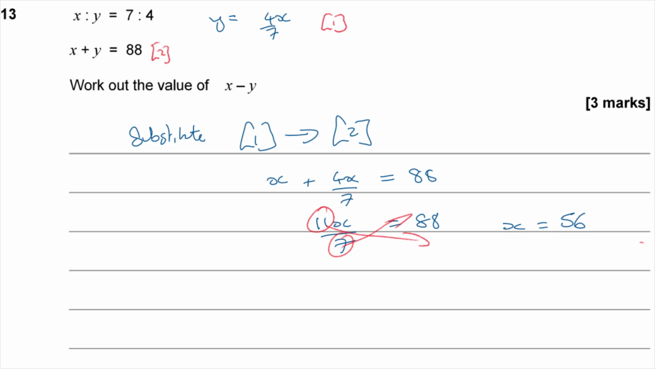So x is 56. Okay, so I know that x is 56 and I know that x plus y is 88. So y must be equal to 88 take away 56, which is 32. Okay, so now I know x and y, I can now work out the value of x minus y. So x minus y is going to be my value of x, 56, take away my value of y, which is 32, and that gives me 24.